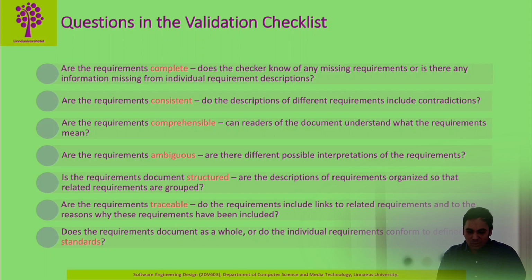And the requirements document should be structured, and also the requirements themselves. So it should be well organized so that the related requirements, or the requirements that are dependent on each other, can be grouped together or identified easily. And also the requirements should be traceable. So if there is any relation between requirements and the design, requirements and the people, or requirements and any system component, it should be traceable.